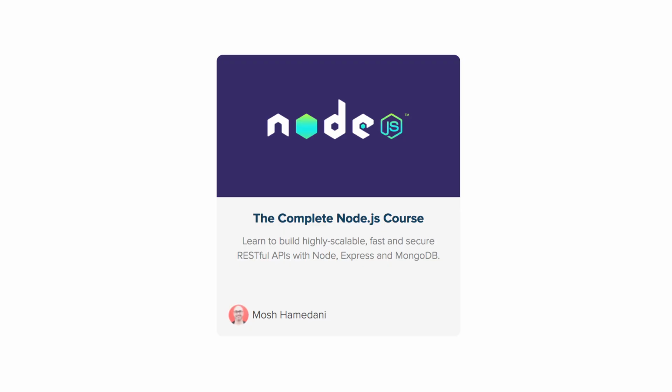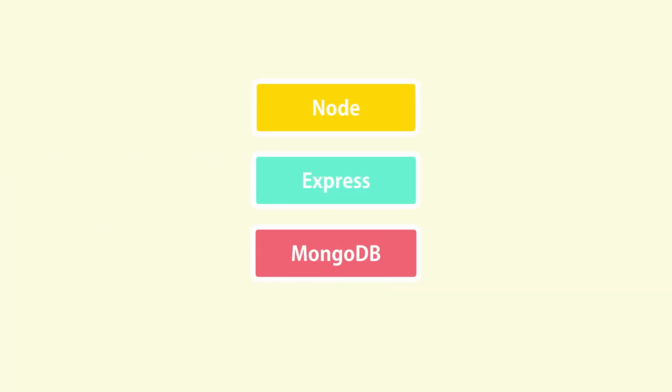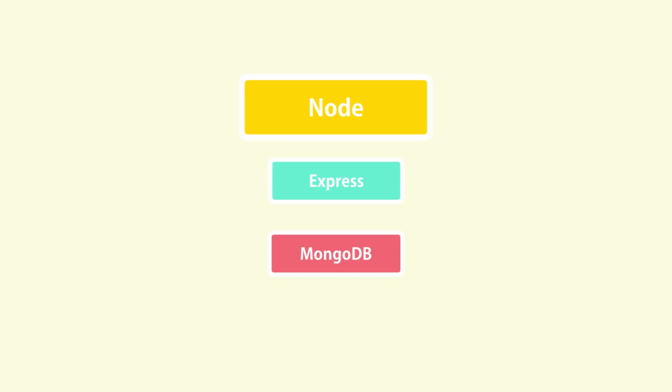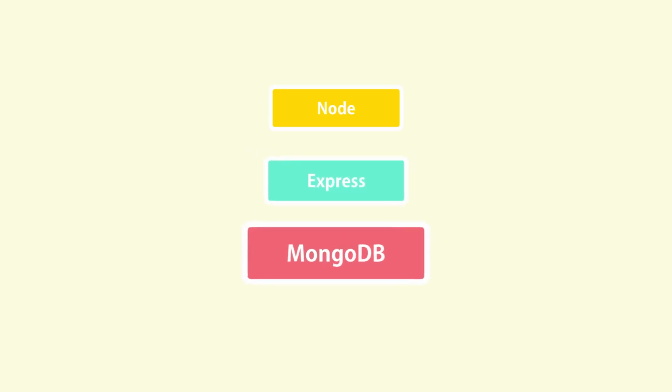This backend we're going to use is implemented with Node, Express, and MongoDB. Node is a runtime environment for executing JavaScript code outside of a browser. With Node, we can build web servers that respond to HTTP requests. Express is a framework for building RESTful APIs, and MongoDB is a database management system for storing our data.